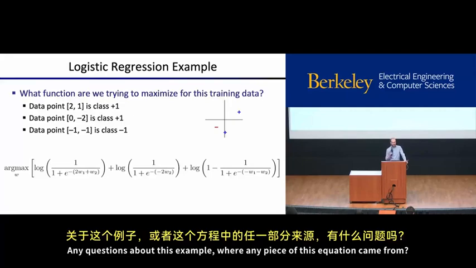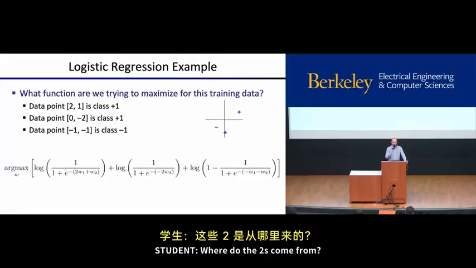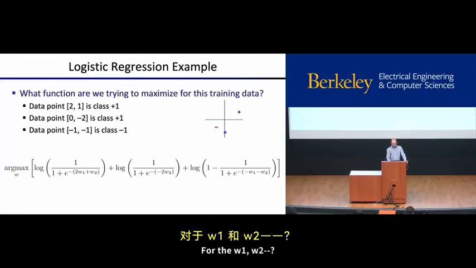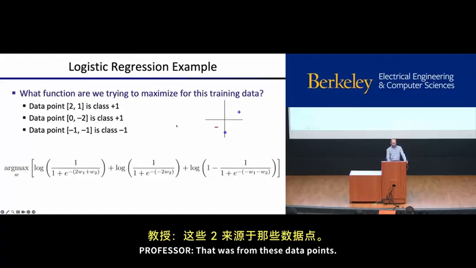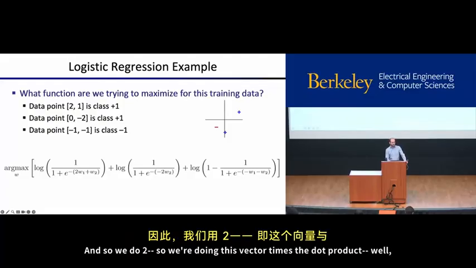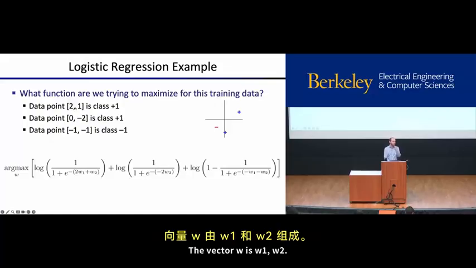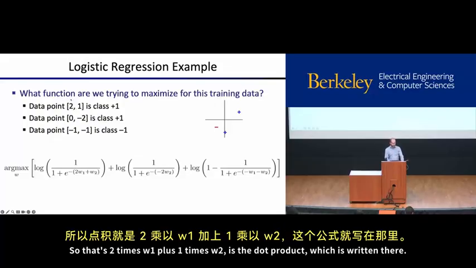Any questions about this example, where any piece of this equation came from? Yeah? That was from these data points. So this is our x. This is one of our x's. And so we're doing this vector dot producted with the vector w. The vector w is w1 comma w2. So that's 2 times w1 plus 1 times w2 is the dot product, which is written there.